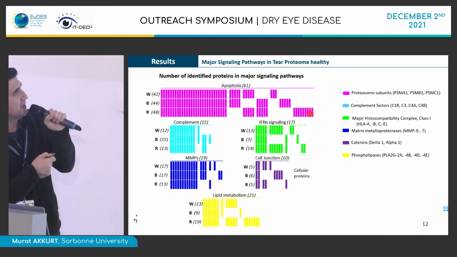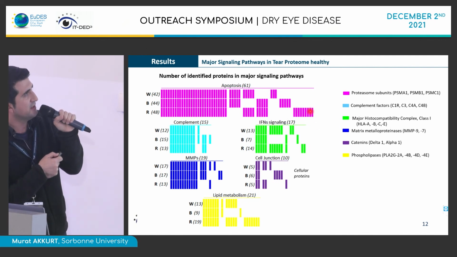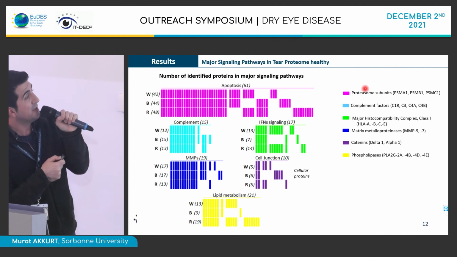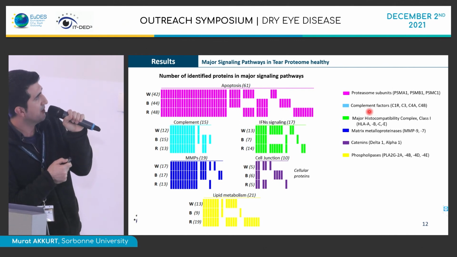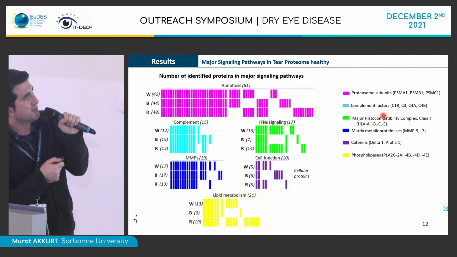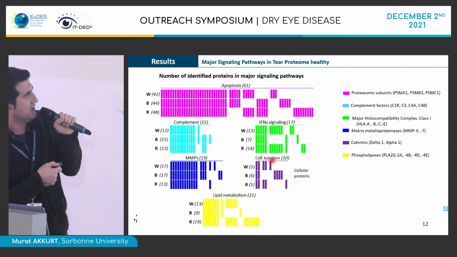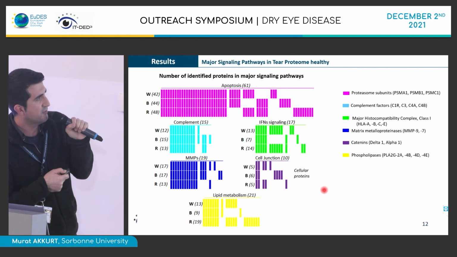So by cutting the Schirmer strips, we could identify new molecular effectors involved in these major signaling pathways. To give examples of these proteins, proteasome subunits were highly identified in apoptosis, and several complement factors in complement. Major histocompatibility complex class 1 in interferon signaling. We identified MMP9 and 7 in MMP signaling, and in cell junction some catenins and phospholipases.